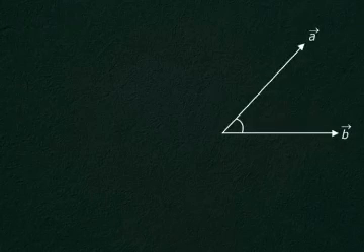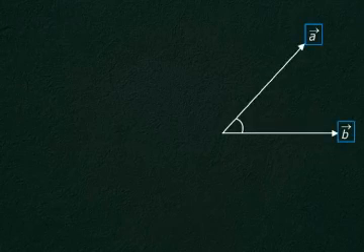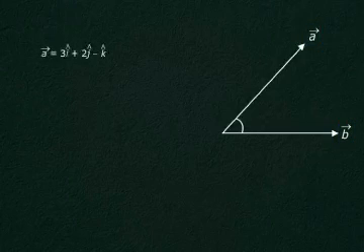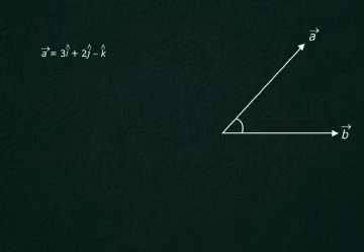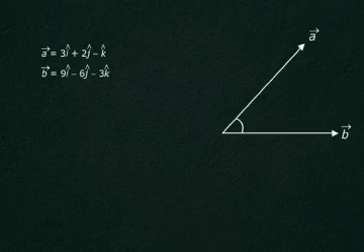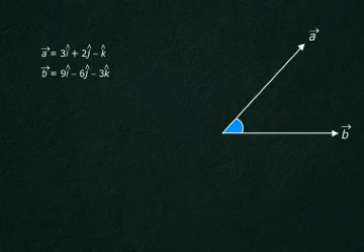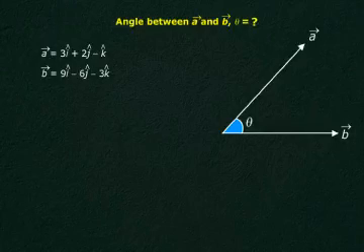What you see on your screen are two vectors, A and B. Vector A is 3i cap plus 2j cap minus k cap, and vector B is 9i cap minus 6j cap minus 3k cap. Now look at this angle, yes, the angle between the vectors. Let's assume that this angle is theta, and we need to find the value of theta.